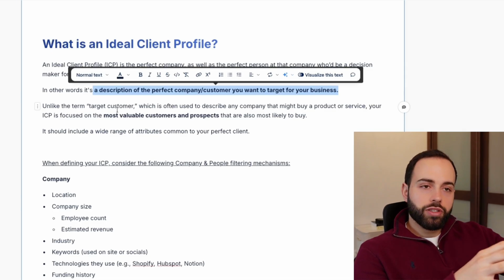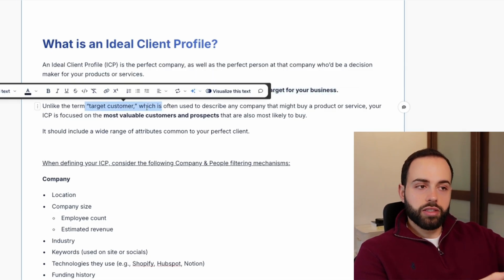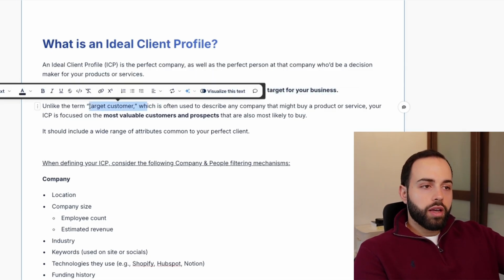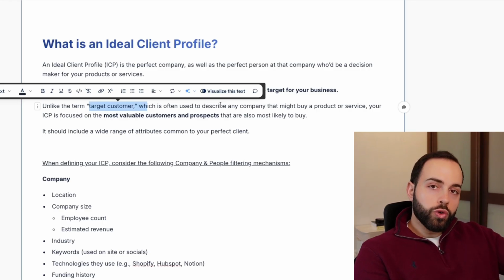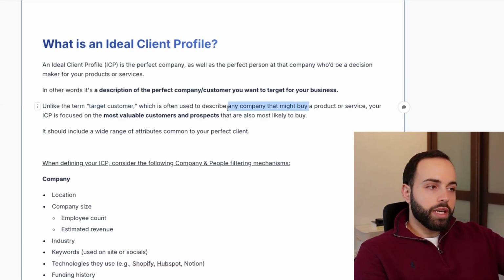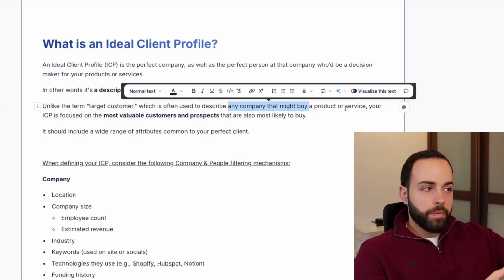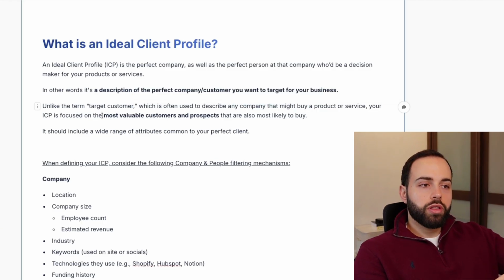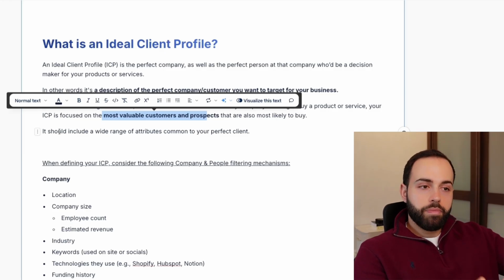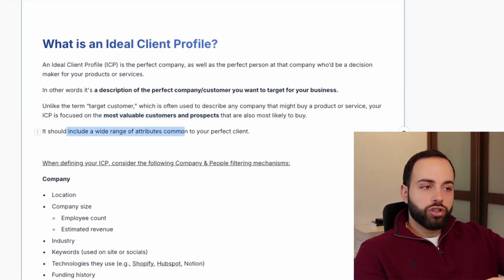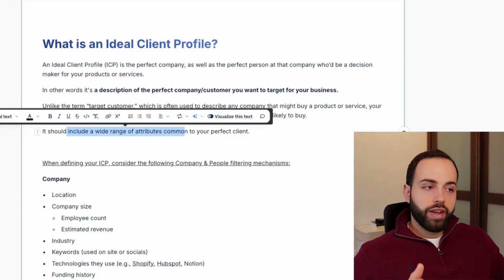An ICP is not the same thing as a target customer or a target market. A target customer is often used to describe any company that might buy a product or service. Your ICP is focused on the most valuable customers and prospects that are also most likely to buy. And essentially, an ICP includes a wide range of attributes that are common to your perfect client.